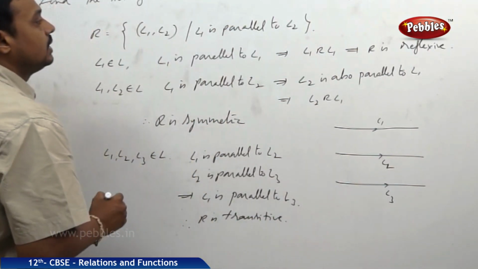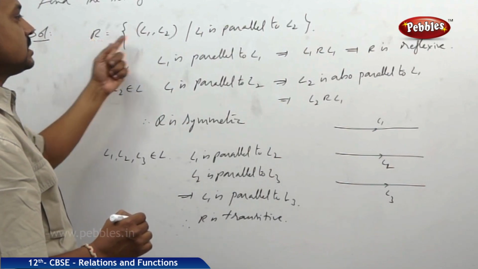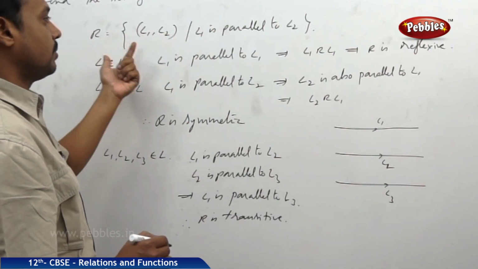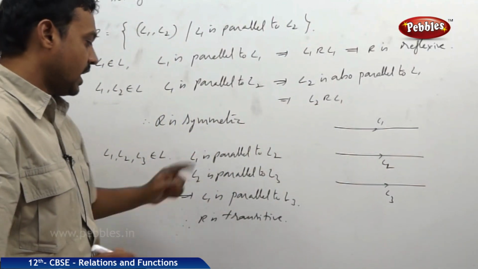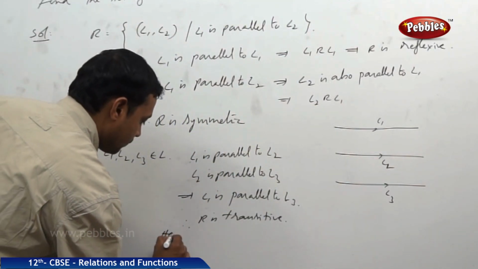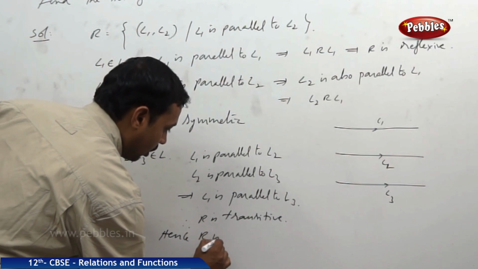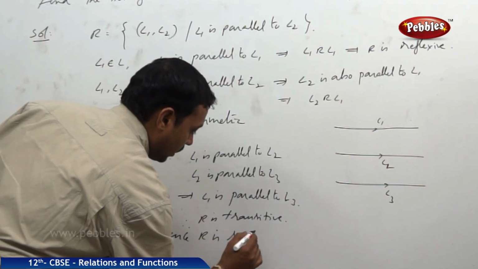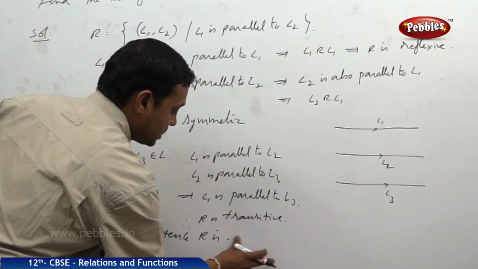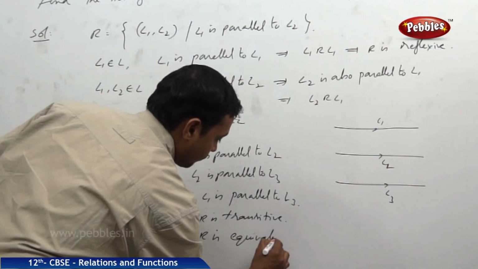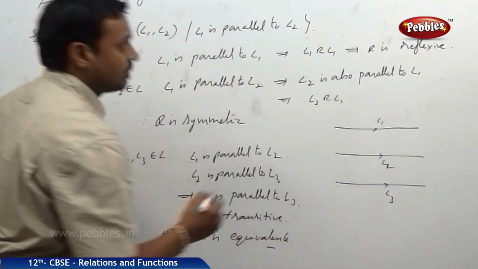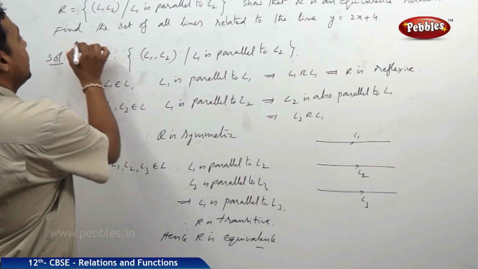And finally, the relation R is an equivalence relation because it is already reflexive, symmetric and transitive. Hence, the relation R is an equivalence relation. Okay.